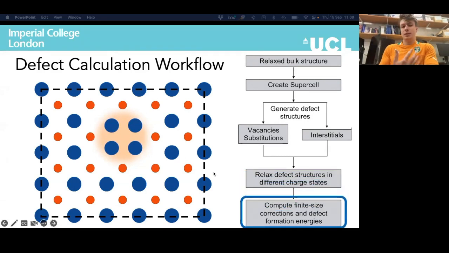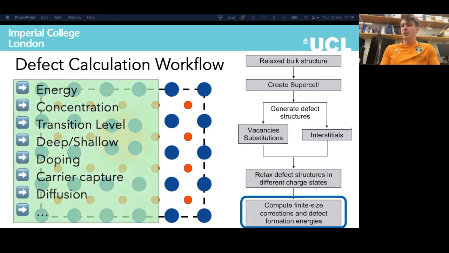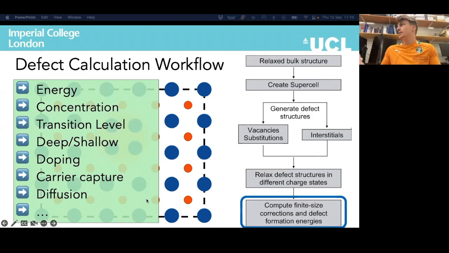And then from this defect structure, we can calculate all the properties we might want to know for our defect. So this can be the formation energy, which in combination with the structure gives us all these other properties. So the resulting defect concentration in the material, the transition level position, whether it's deep or shallow, its doping behavior, capture of electrons or holes, diffusion, catalytic activity, etc. So basically, from the structure of the defect, we derive all properties that are then associated with that defect species.